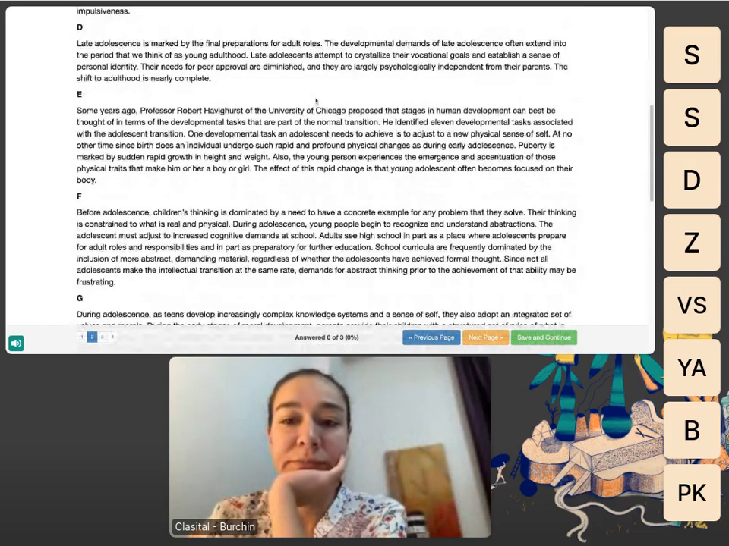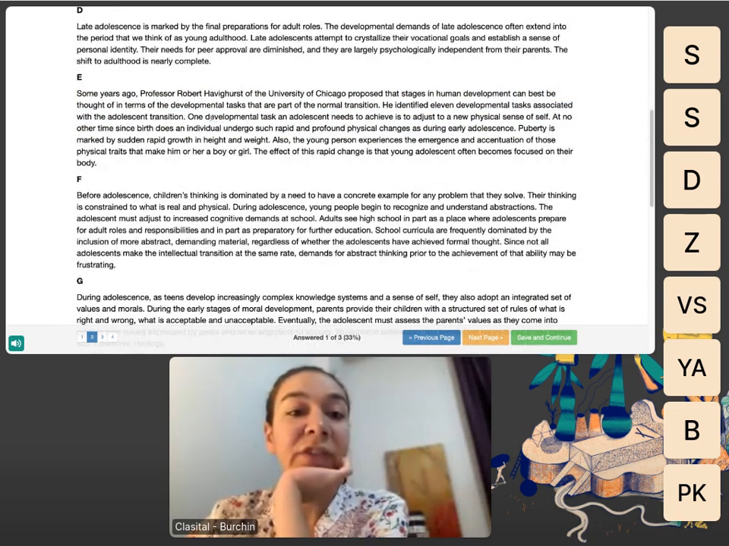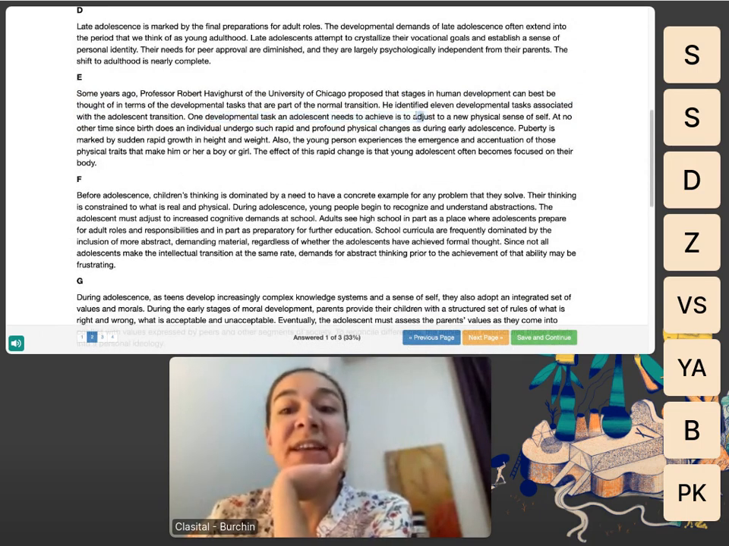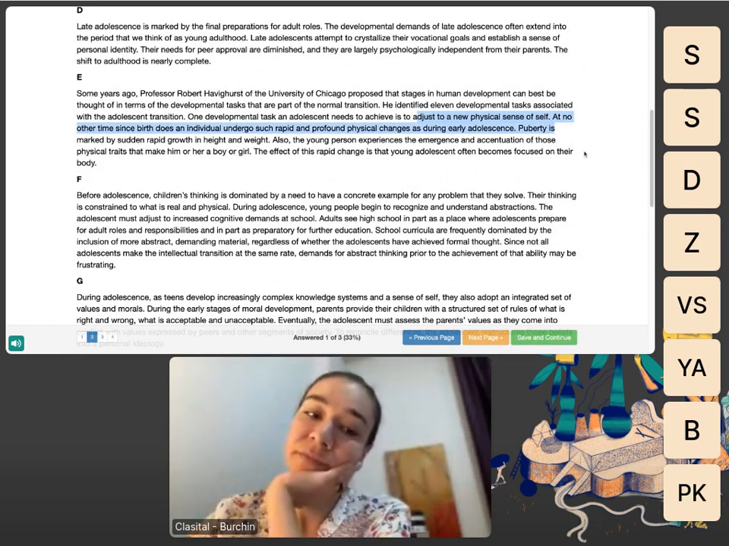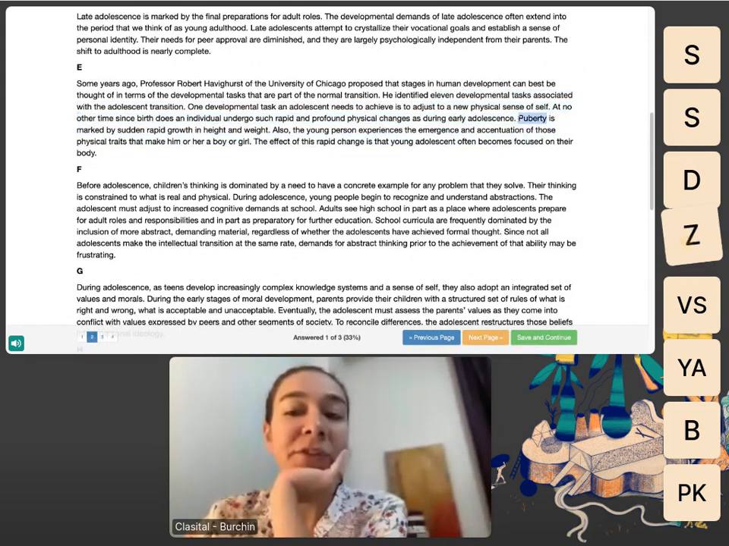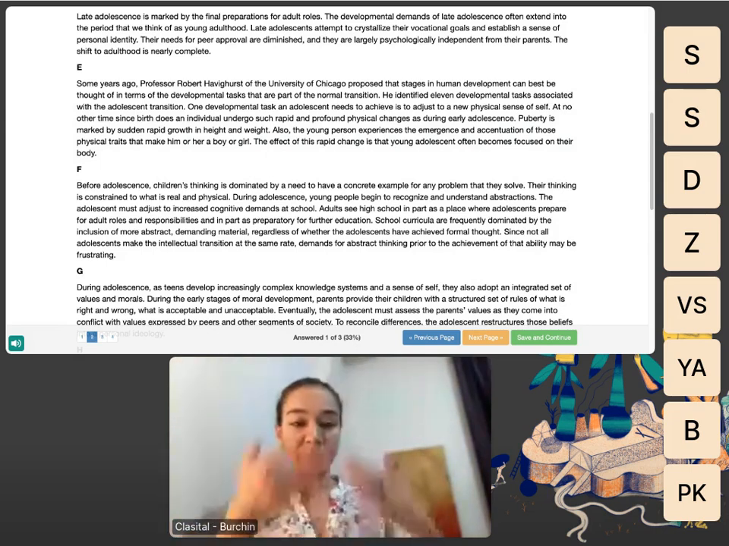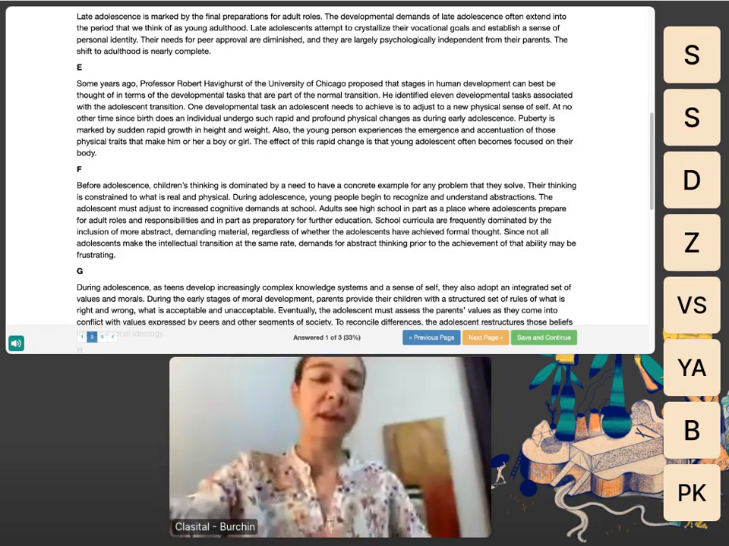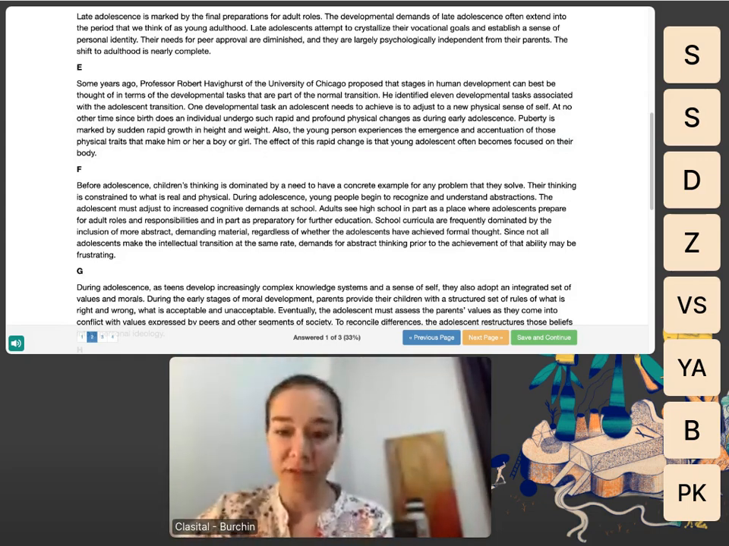Where is it? He identified 11 development tasks. One development task to achieve is to adjust to a new physical sense of self. He is talking about puberty, getting used to self, focused on their body. So it is like focuses on creating a self-image. Here they are talking about a physical self-image. Let's continue.